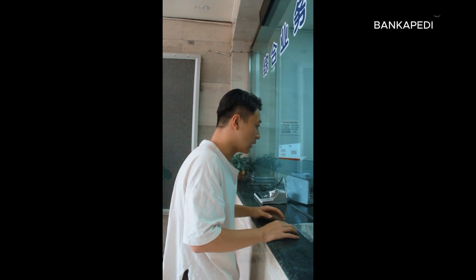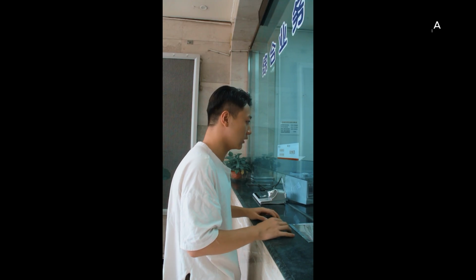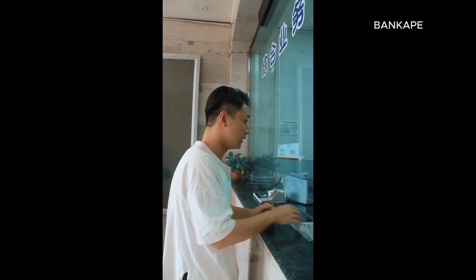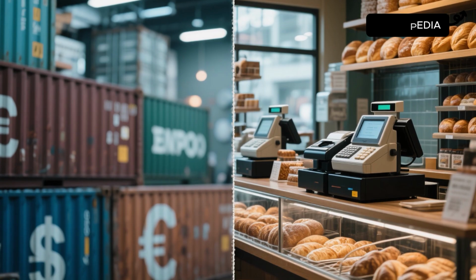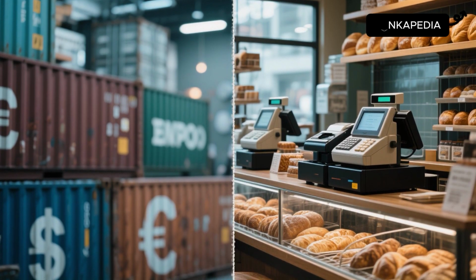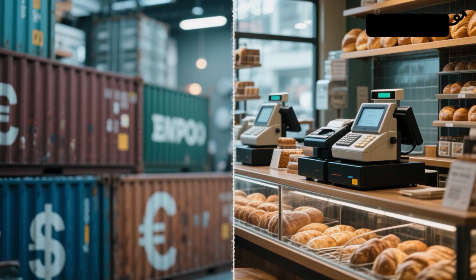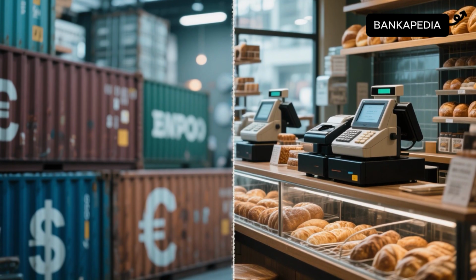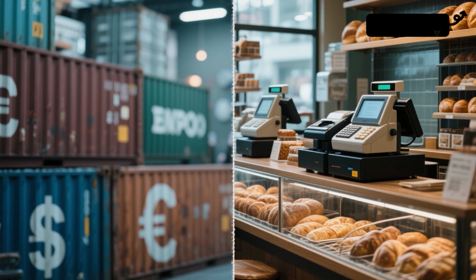The third part of CDD under Recommendation 10 is understanding the purpose and intended nature of the business relationship. Why does the customer want to open an account with you? What kind of transactions do they expect to conduct? Are they a local bakery expecting small, regular cash deposits? Or are they an international import-export business expecting large, multi-currency wire transfers? This information helps you build a customer risk profile.